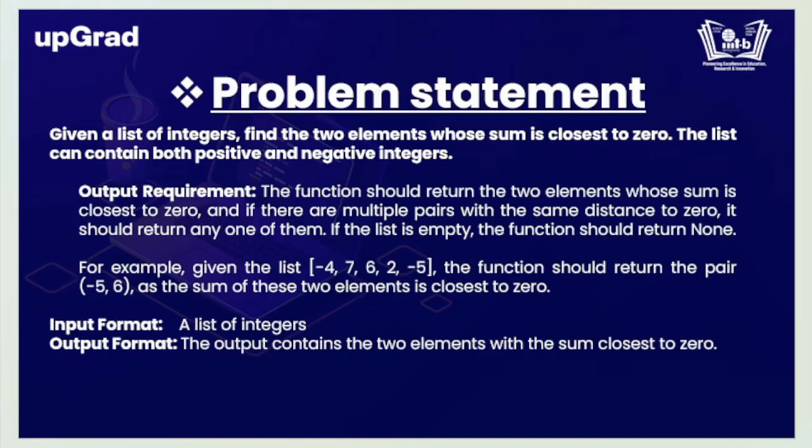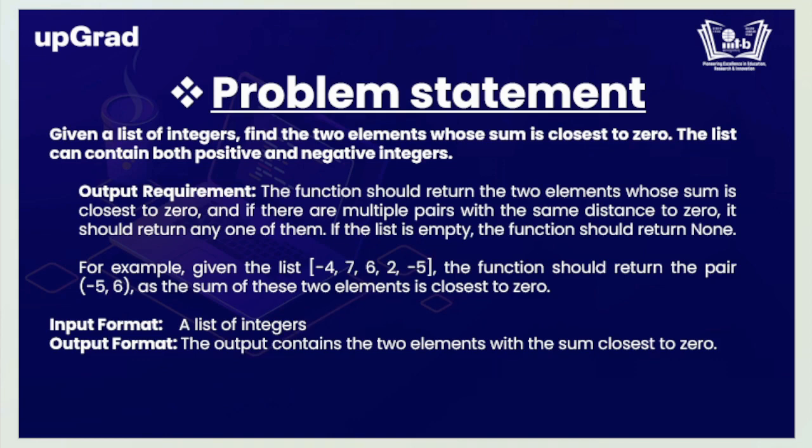The problem statement is: there is a given list of integers. We have to find the two elements whose sum is closest to 0. The list can contain both positive and negative integers. The function should return the two elements whose sum is closest to 0, and if there are multiple pairs with the same distance to 0, it should return any one of them. If the list is empty, the function should return None.